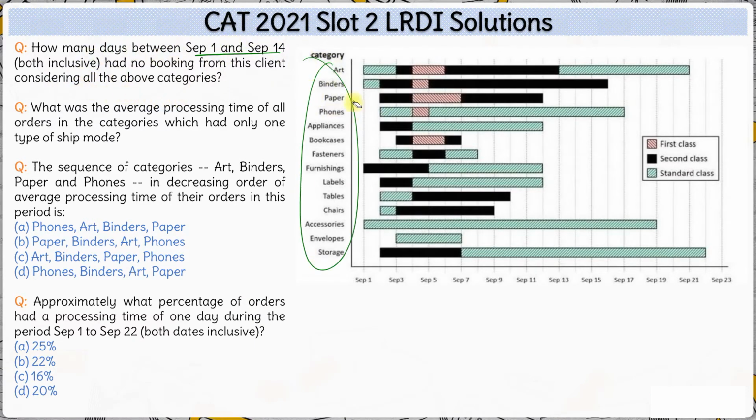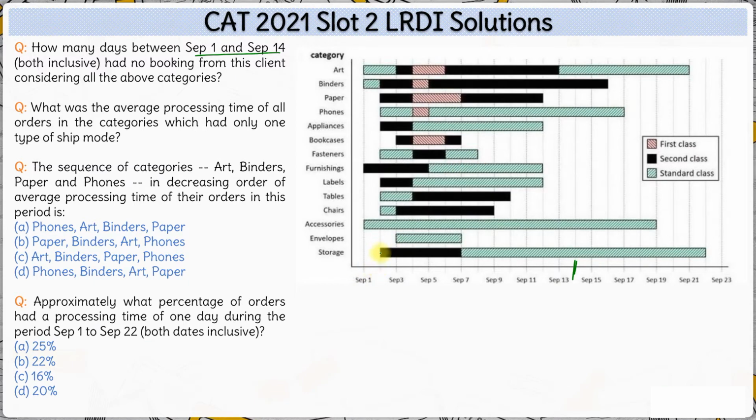the above categories? Okay, so we have to figure out all those dates when there was no booking taken from the client. Let's look at one by one from September 1 till September 14 here. Okay, now September 1, clearly there was a booking here, no need to check for others, so September 1 cannot be considered. We have to figure out those days when we do not have any booking. So September 1 is not there.